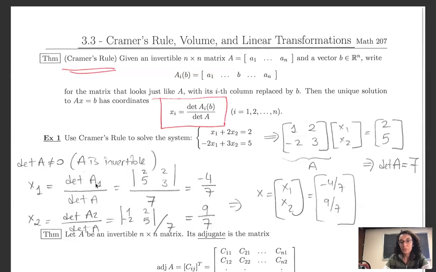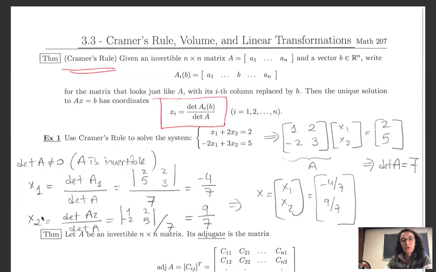What's the determinant of A1? What's A1 here? Since you are trying to find the first unknown here, you will just replace the first column with this constant matrix, a constant vector. So instead of 1, minus 2, I'm writing here 2, 5. And the second column will be the same. So find the determinant of the new matrix, and this will be minus 4. And directly you find x1 here.